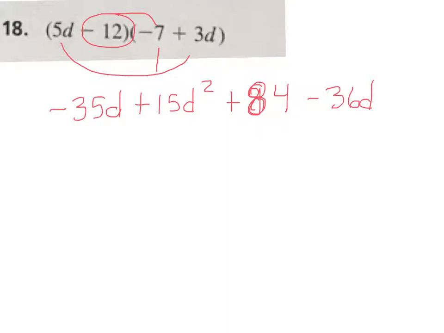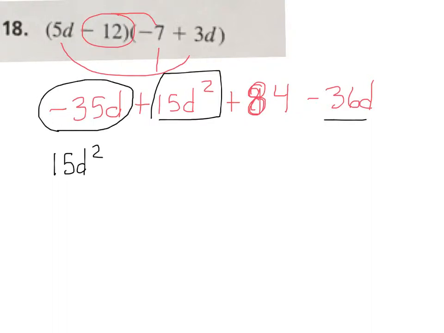And so now what I'm going to do is write 15. There's no like term with 15d squared, so I'm going to go ahead and write 15d squared. And then I'm going to combine negative 35d and negative 36d, which is negative 71d. And then 84 doesn't have a like term, so I'll just put plus 84.